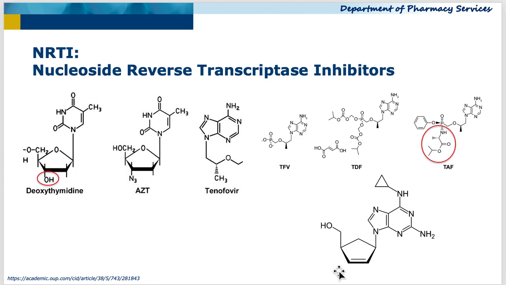for HIV. And so it's missing a substituted 3' hydroxyl group. So therefore you can't get chain elongation, right? Because the next sugar will attach here. And so without that hydroxyl available at the 3' position, you cannot get chain elongation, and therefore it terminates the entire process of transcription.